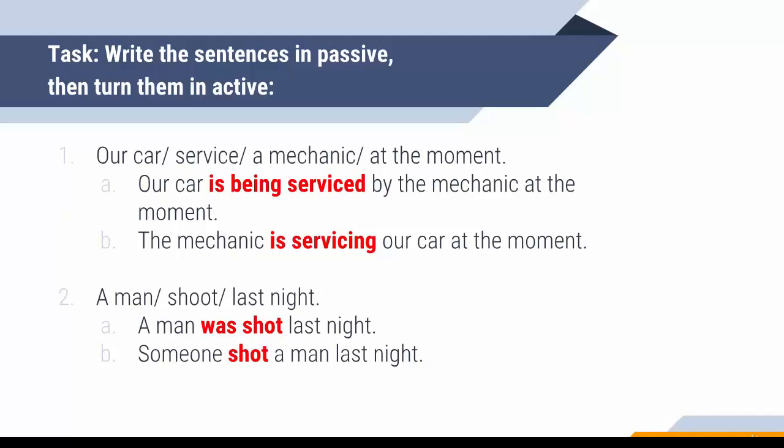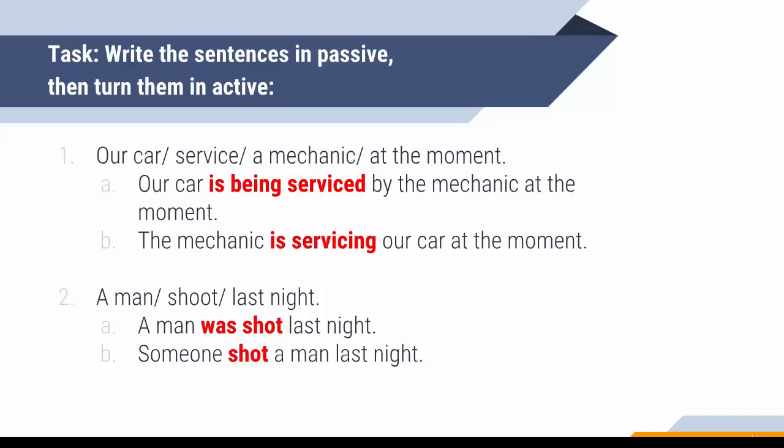Next exercise. Here what you need to do is to write the sentence, first in passive, then to turn it into active. The first one. Our car is being serviced by the mechanic at the moment. At the moment, present continuous. Passive, now active. The mechanic is servicing our car at the moment.